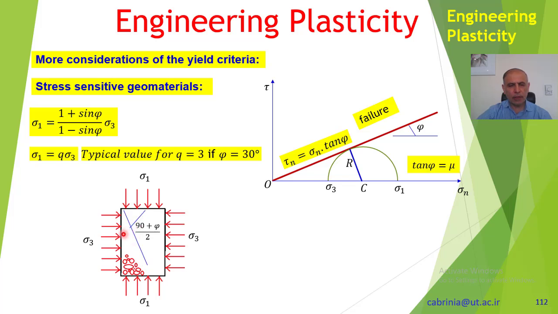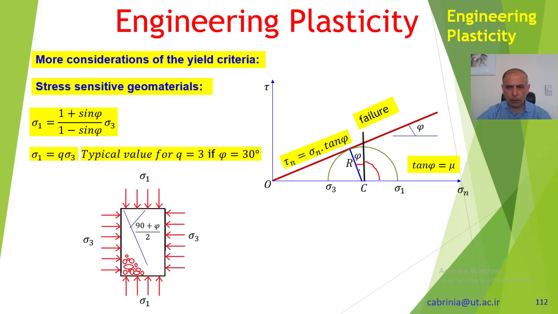Similar to the reasoning that I have just mentioned, this plane makes an angle 90 plus phi over 2 with the plane of sigma 1. Why is that? Because phi, in fact, is that angle. This is perpendicular to that, and this is perpendicular to this. Therefore, this angle is phi. This angle is phi, and as can be seen, this is phi and this is 90.